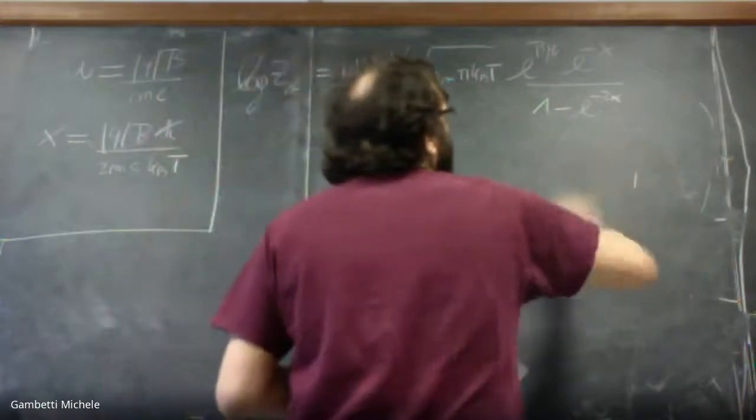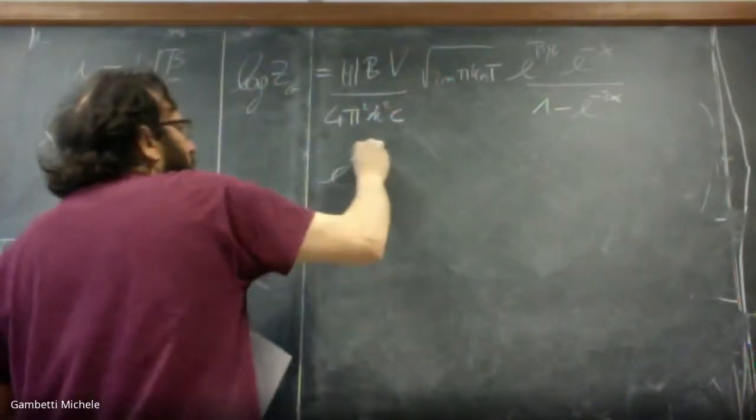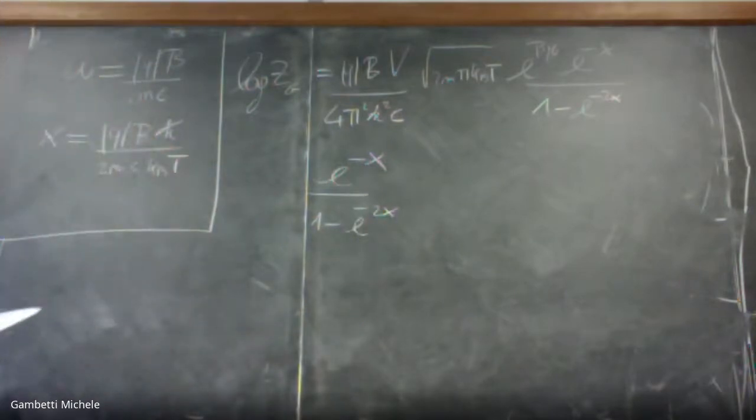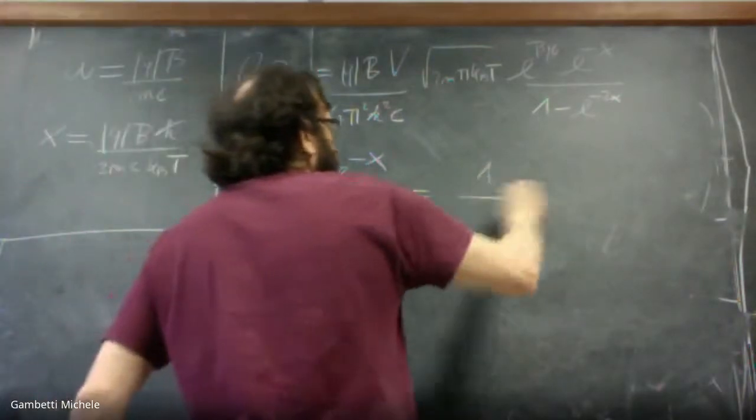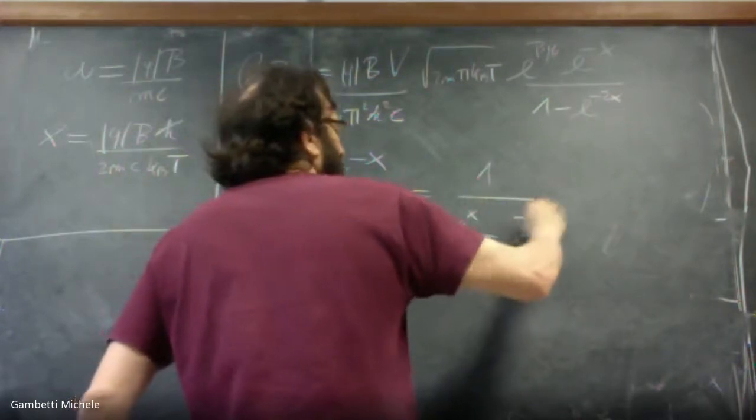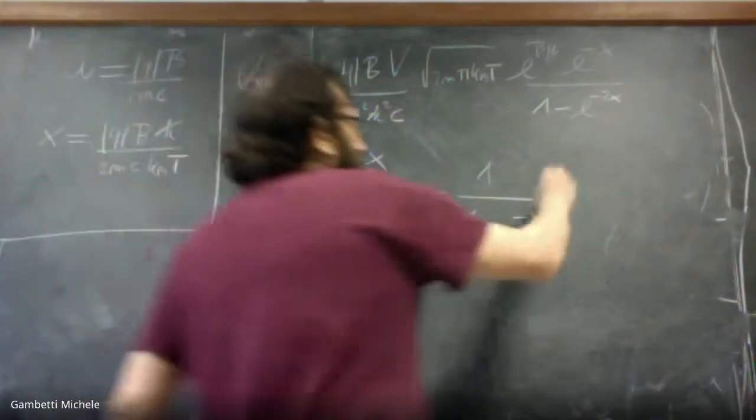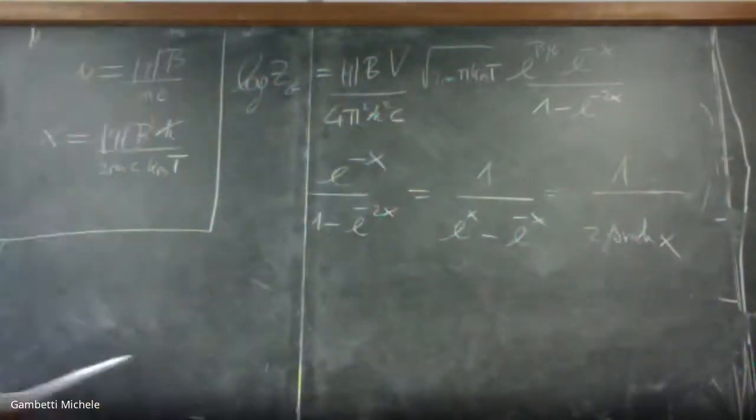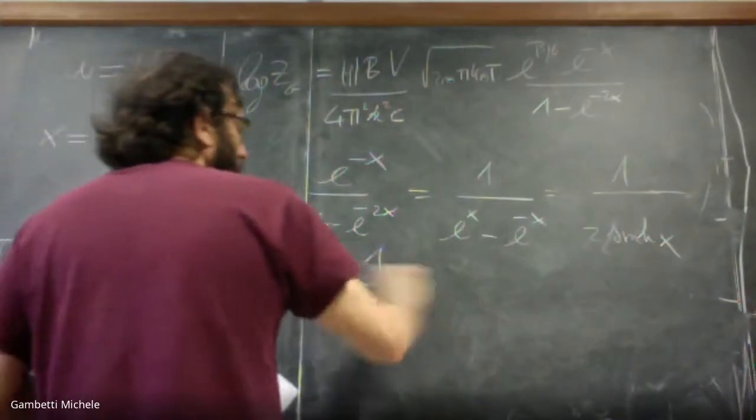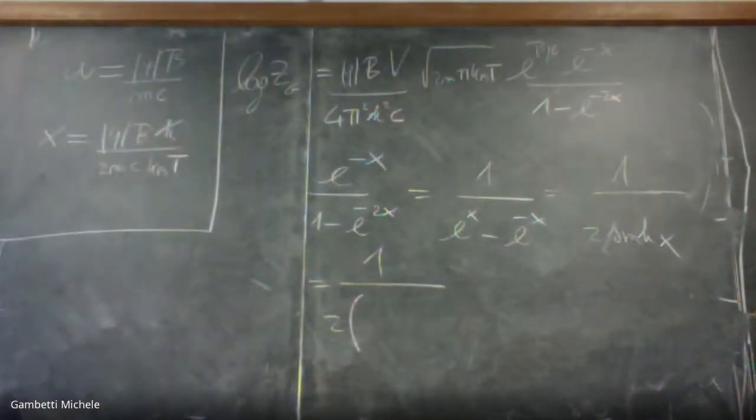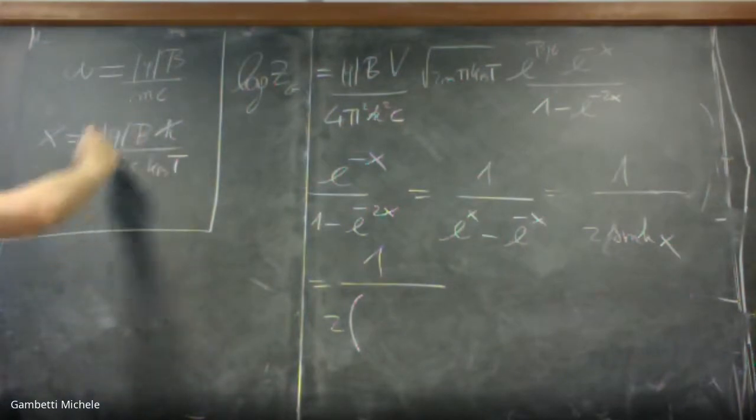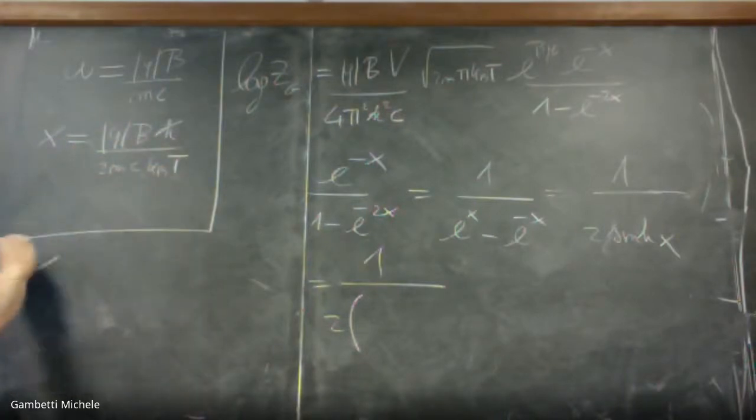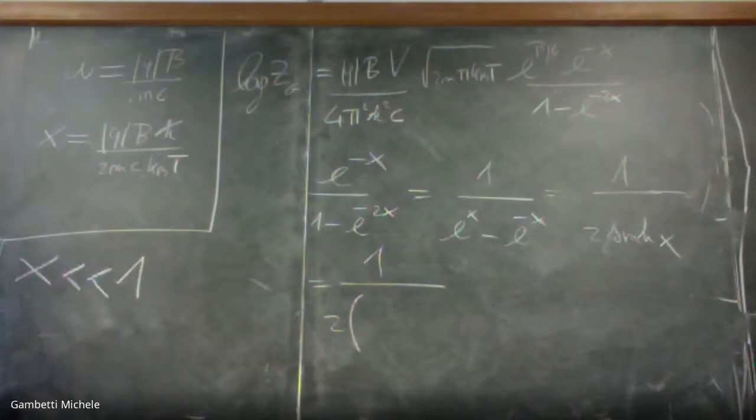Let me write this in a slightly different way. So you have the exponential of minus x over 1 minus the exponential of minus 2x. Let me multiply by e to the x, so e to the x minus e to the minus x. This will be 1 divided by 2 times the hyperbolic sine of x. Now, x contains a ratio between this quantity here, qB h bar over 2 mc kBT. Okay? So in our limit, x is a small number because we are in the large temperature limit.